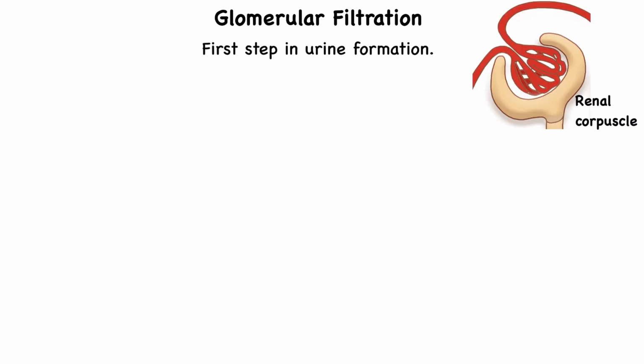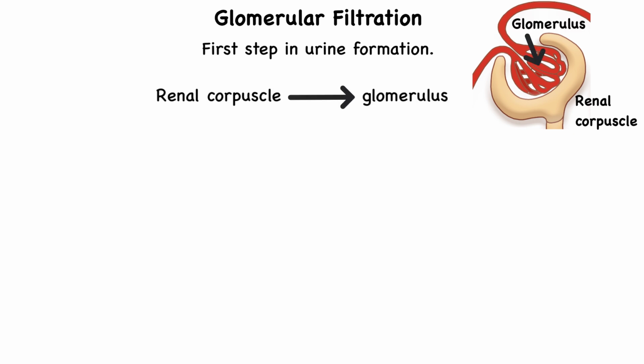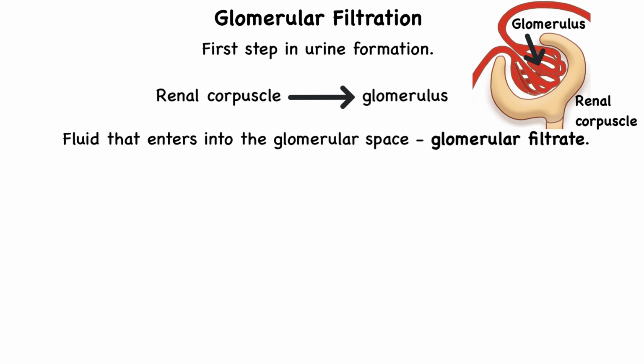The first step in urine formation is glomerular filtration. This occurs in the renal corpuscle, specifically inside the glomerulus. The fluid that enters into the capsular space is called glomerular filtrate. More than 99% of the filtrate returns to the blood via tubular reabsorption, so only about 1 to 2 liters is actually excreted as urine.